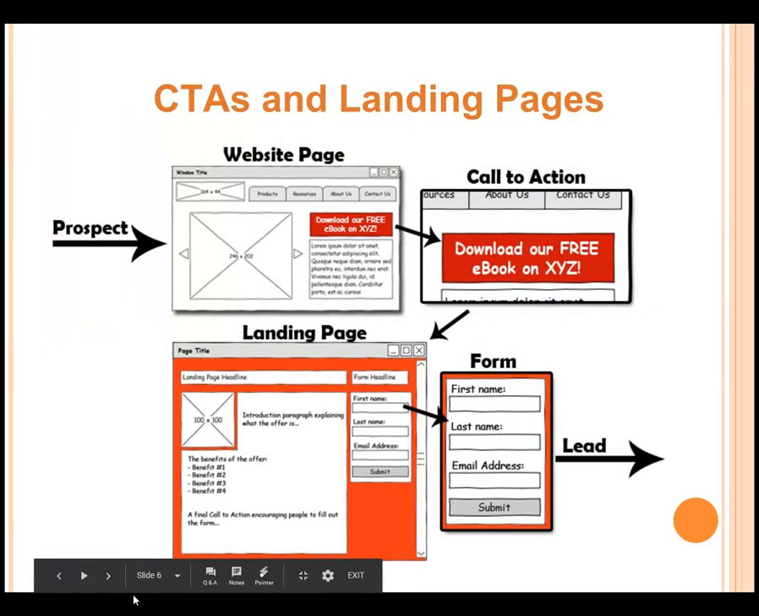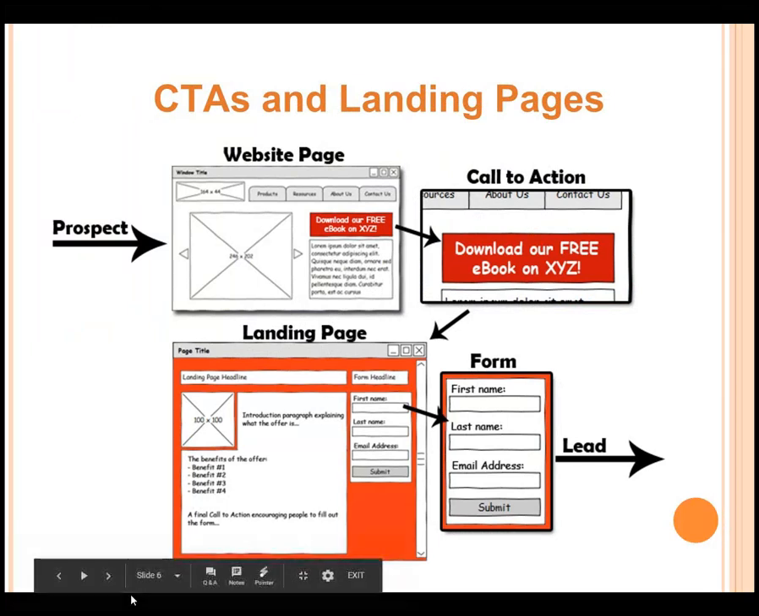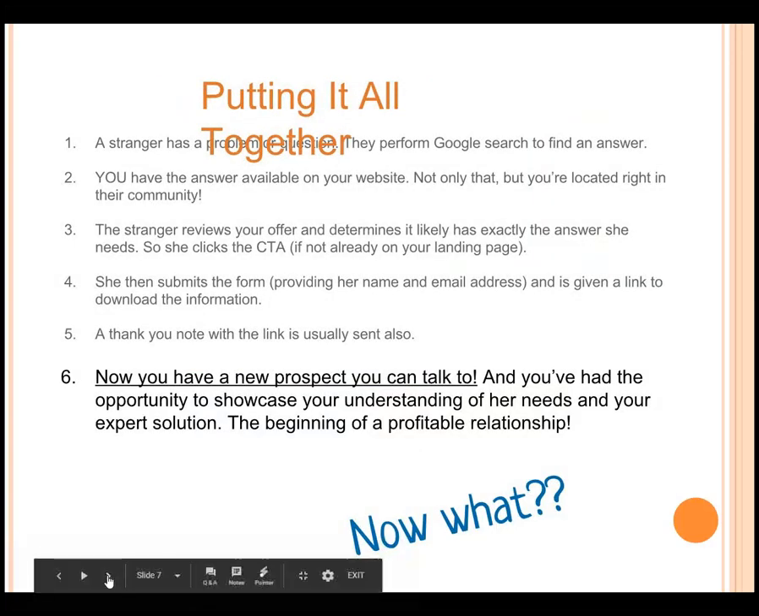So moving right ahead, we talked about calls to action and landing pages. There's a prospect that comes to your website, sees a call to action, clicks on it, goes to a landing page, reads the benefits of getting that item, fills out a form, and becomes a lead. So we're all probably pretty familiar with that concept at this point. So now you have a prospect you can talk to. What happens next?